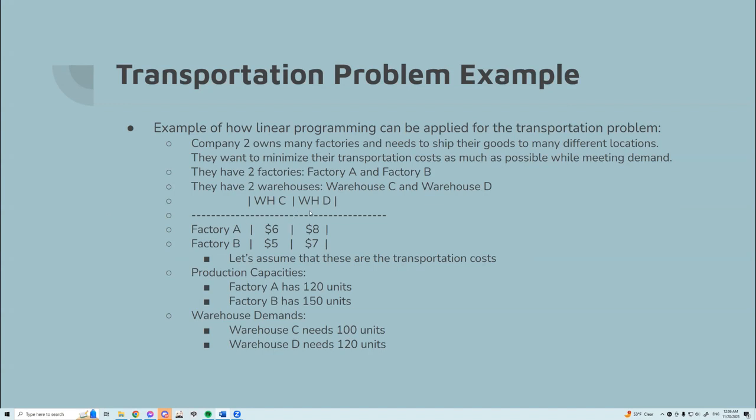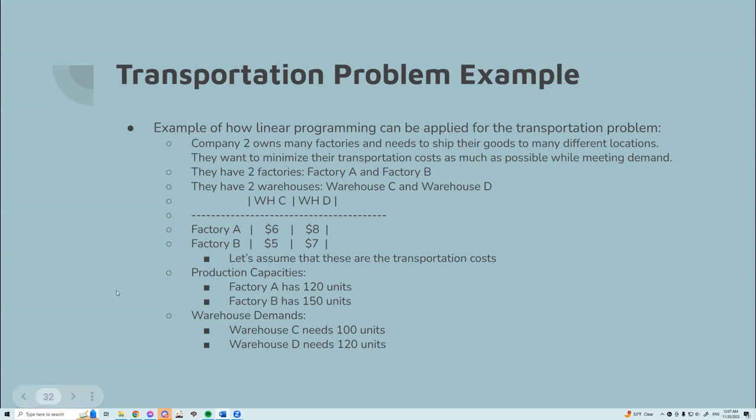So in this table here, we can see the transportation costs. It costs the company $6 to ship from Factory A to Warehouse C, and $8 to ship from Factory A to Warehouse D. And then it costs Factory B $5 to ship from their factory to Warehouse C, and $7 to ship from Factory B to Warehouse D. So we're just going to assume that these are the transportation costs. Factory A has 120 units available, and Factory B has 150 units available. Warehouse C needs 100 units and Warehouse D needs 120 units.